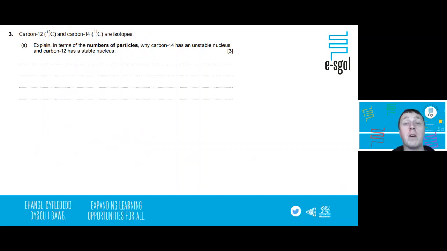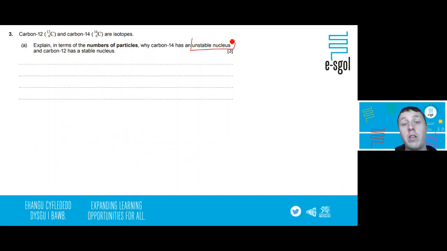So thinking about the summer, the two middle questions with the middle amount of marks are the two radiation and half-life topics. So this is one you definitely want to ensure you understand. Explain in terms of the number of particles why carbon-14 has an unstable nucleus and why carbon-12 has a stable nucleus. It's a 3-mark question. So ideally, when we're thinking of statements, we are looking at 3 separate statements that demonstrate a good understanding.